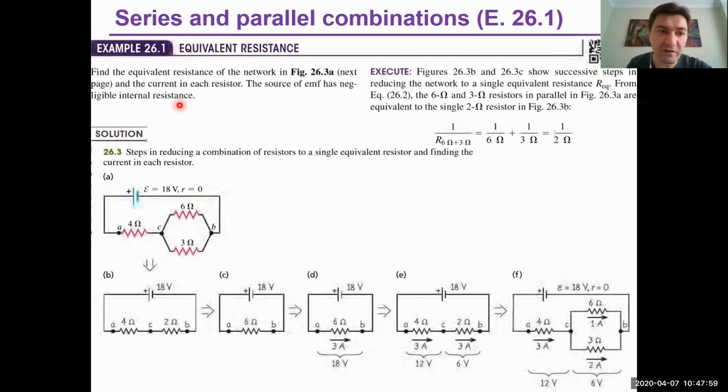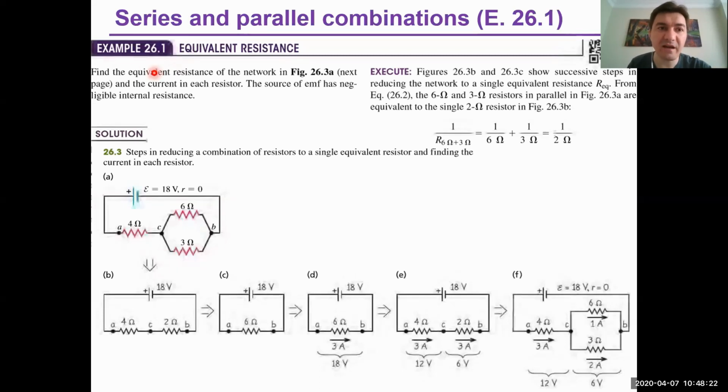So this is the circuit. Here we have an EMF which provides 18 volts, right? And the internal resistance of that EMF is 0. We have discussed EMF and internal resistance during the last lecture. So here we have a 4 ohm resistance. Here we have a 6 ohm resistance. Here we have a 3 ohm resistance.